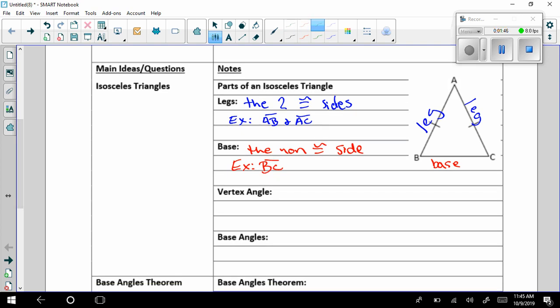All right, so looking now at the angles, we have two types of angles. You have the vertex angle, which is where the two congruent sides, or the legs, meet. So the angle that the legs make together, this angle right here, is your vertex angle. We'll just color code that green.